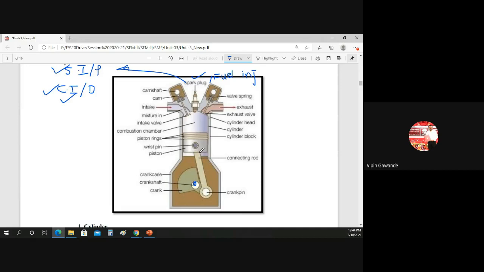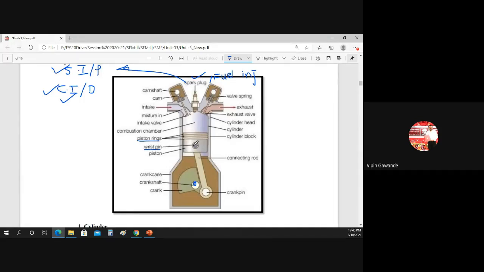Then this connecting rod is connected with the piston. The piston has piston rings. We'll see what the function of these piston rings is. The connecting rod is connected with the piston by means of the wrist pin. So here, this is the wrist pin.